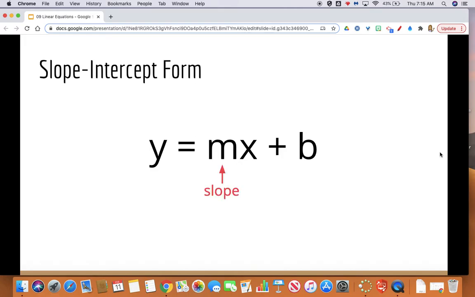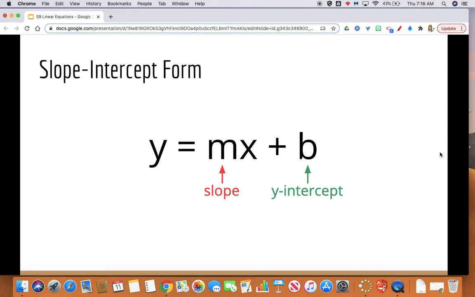Remember that m is always represented for slope. So that will usually be a number that we see there, and it will be telling us what the slope of our line is going to be. The b is always going to be the y-intercept. Just a reminder from previous lessons, the y-intercept is where our line crosses the y-axis.